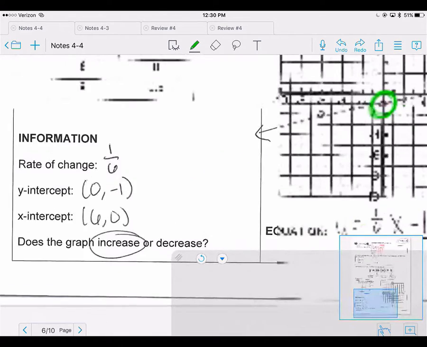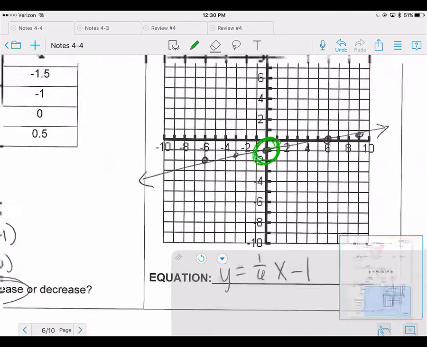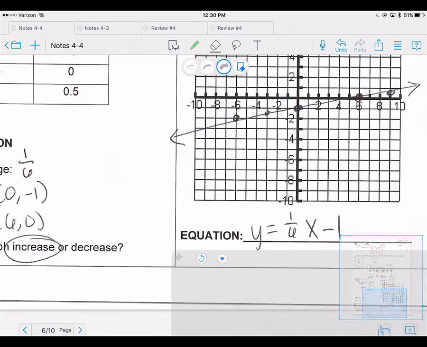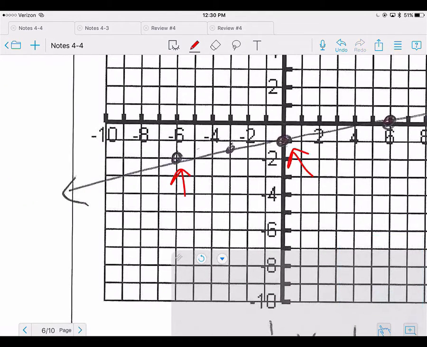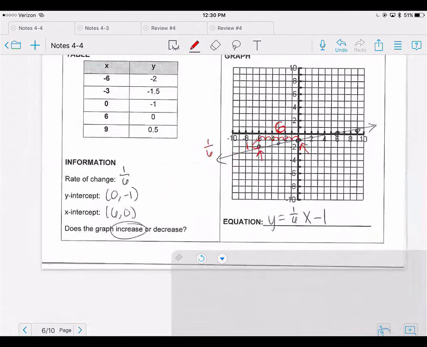My rate of change I can see from these points. From these points, if I go nice point to nice point, I'm going up 1 over 1, 2, 3, 4, 5, 6. So up 1 over 6 is why that is my slope.